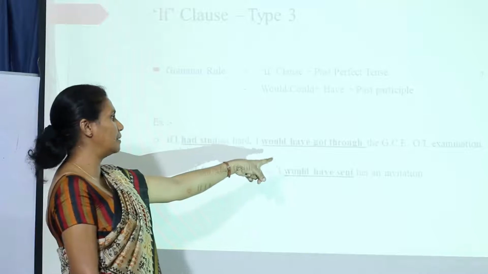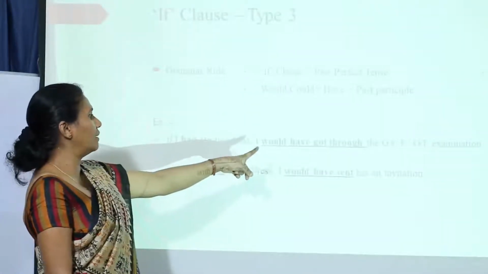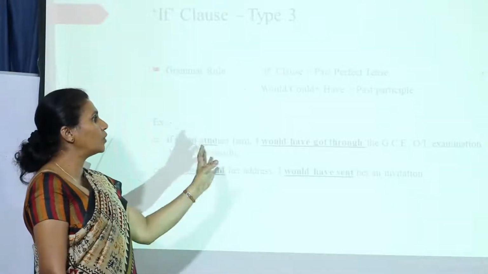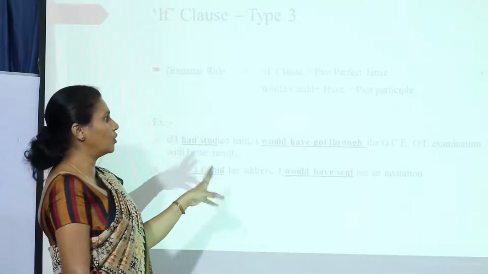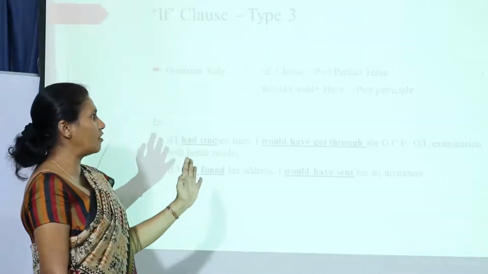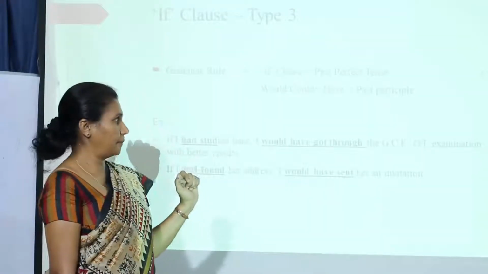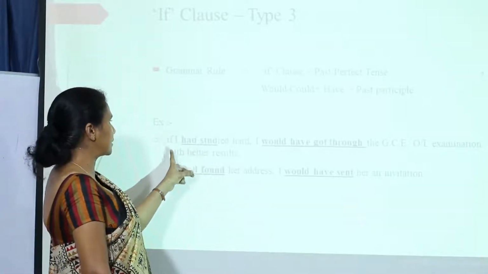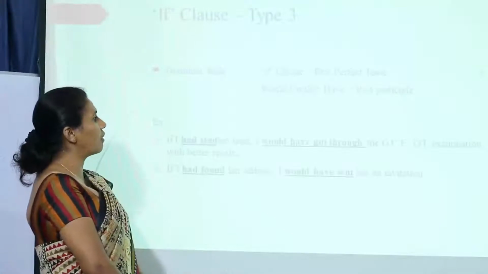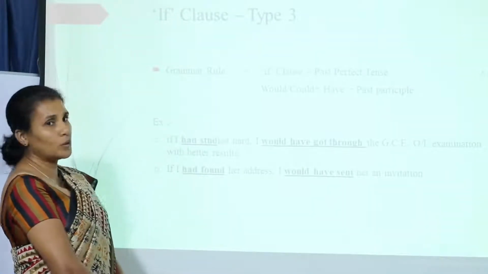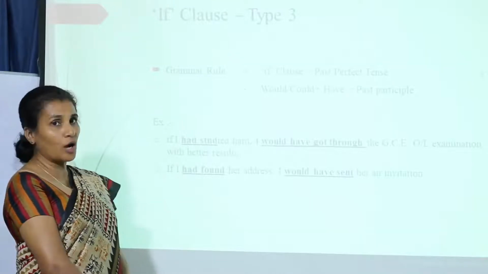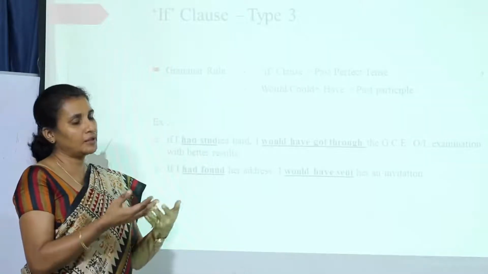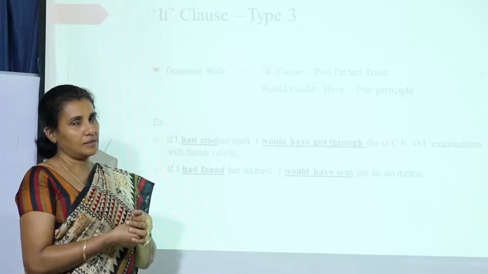This is a phrasal verb, I have underlined the whole thing: I would have got through. Here, I would have sent. And again it can be replaced with I could have. Either would or could, both can be used, plus have plus past participle. I hope that you have understood this easily. If I had studied hard, I would have got through the G.C.E O-level examination with better results. But now you can't, because the results have already been released. Now you have got your results and you regret it. Nothing can be done.